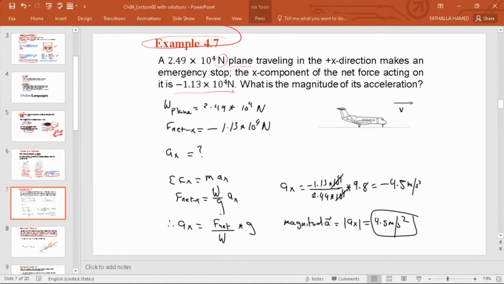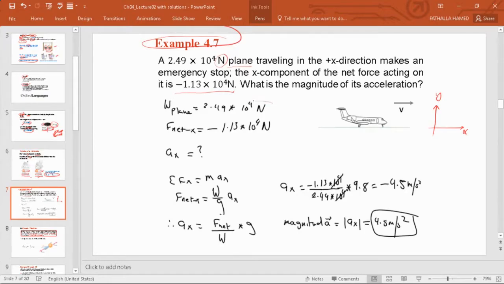So now, in the previous lecture, I told you that you always try to look at the forces acting on the object. I told you always choose your x-axis along the motion, and the y-axis will be perpendicular to it. And you have to look at the forces that are acting on the plane. The plane is trying to stop, so they have to apply a force in the negative direction to bring the plane to a stop.